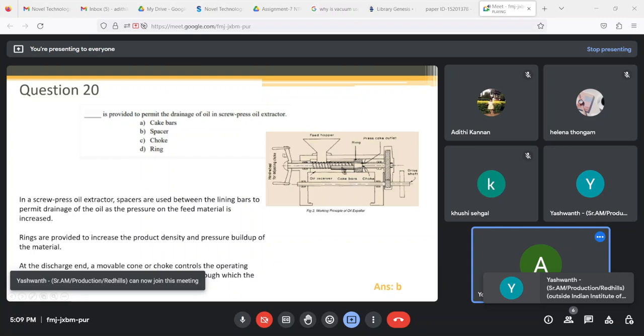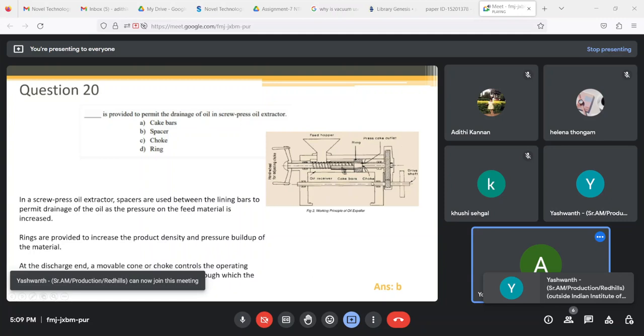So this oil is leaked out or drained using something known as a spacer. In this figure it is not mentioned, but you will have spacers here in this region that will remove all the oil, that will permit the drainage of the oil as the pressure of the feed material is increased. There'll also be rings present here. These rings are used to increase the pressure buildup in the material. Only if you increase the pressure will you be able to squeeze out all the oil. So rings or pressure rings are used to increase the pressure buildup in the material.